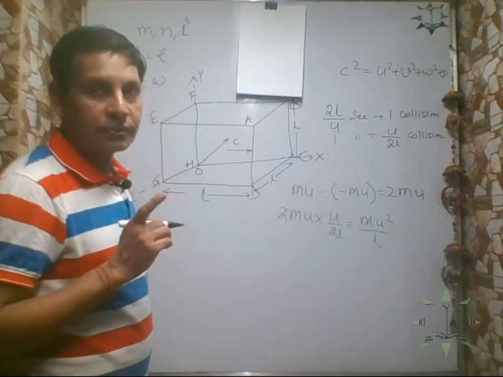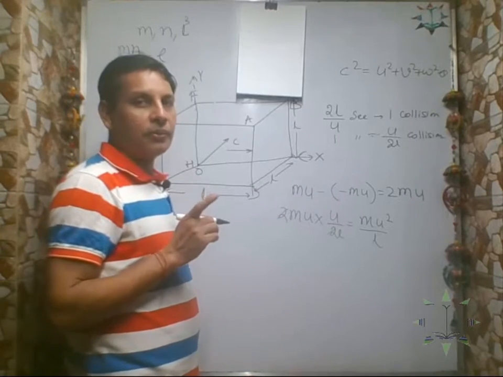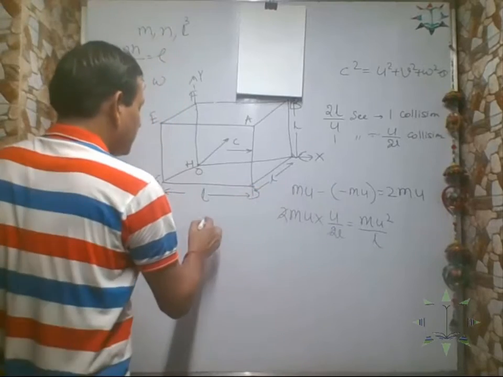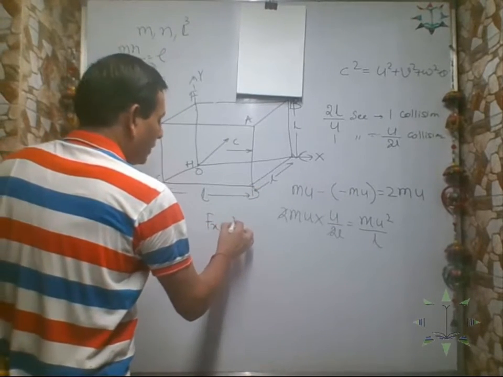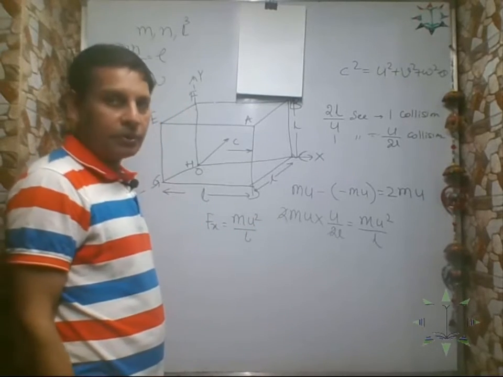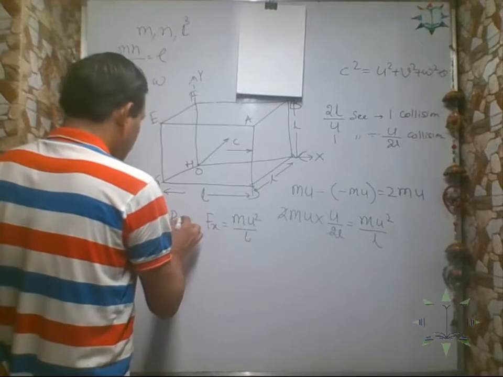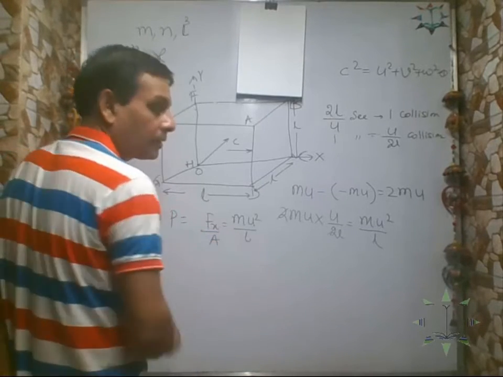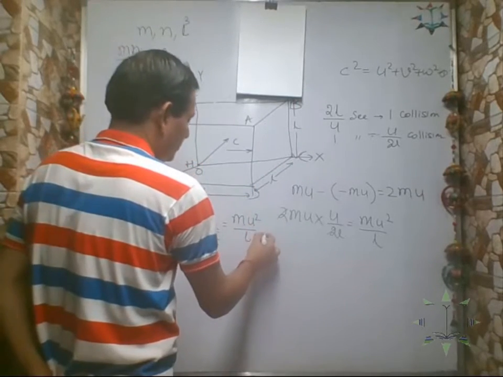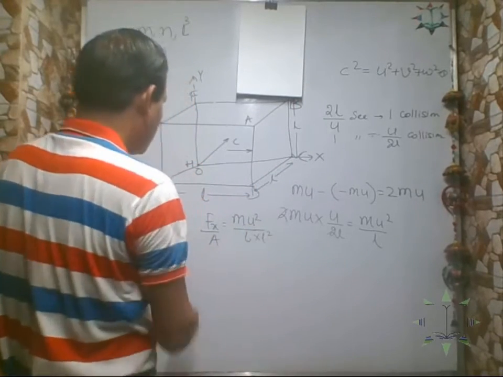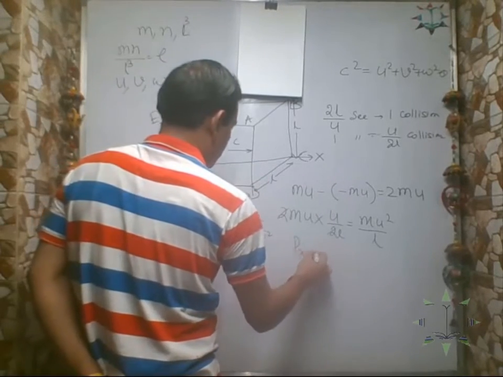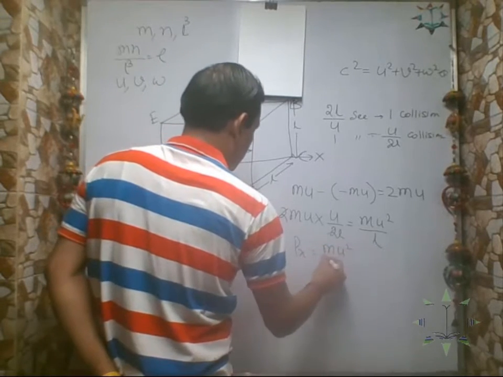This is called force. As per Newton's law, the rate of change of momentum is called force. Correct? So what is the force exerted by the molecule? mu square by L. So what is the pressure exerted by the molecule? What is pressure? Pressure is equal to force per area. So what is the area? Area is L into L, L square. So what is the pressure along the x-axis? The pressure along the x-axis is equal to mu square by L cube.